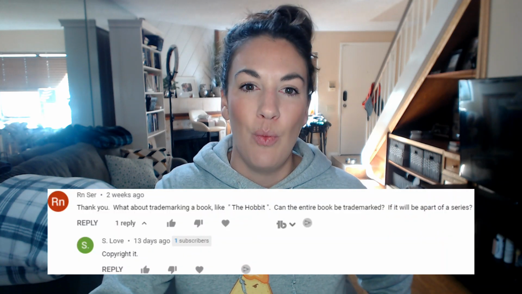What about trademarking a book like The Hobbit? Can the entire book be trademarked if it will be part of the series? So I included this response to it that said copyright it, because that's partially correct. You can't register a trademark for the contents of a book. The contents of a book would be protected by copyright, like this second comment said. So you can register the copyrights for the book to protect the content of the book. That won't apply to the title of the book though.